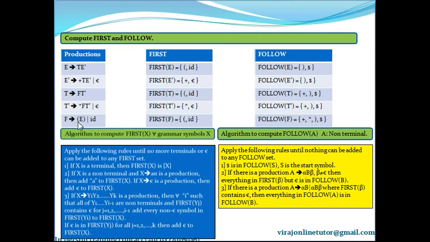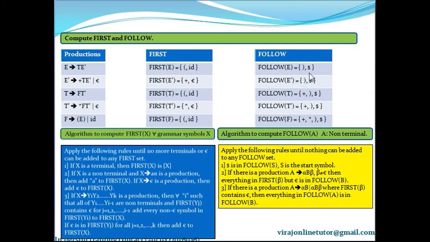Next is alpha B beta. B, remember, is a non-terminal, right? So alpha B beta. So first of close bracket you place it in follow of E. Okay. So rule number 2 is not applied anywhere else. So I'll again explain these two before we move ahead.